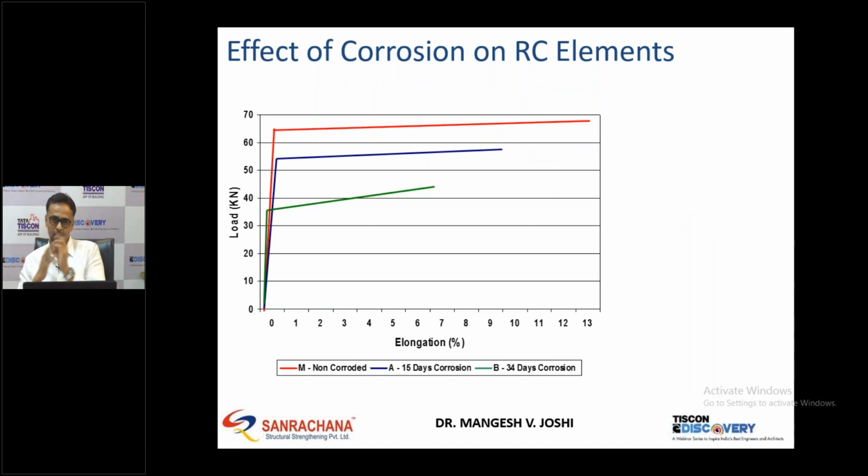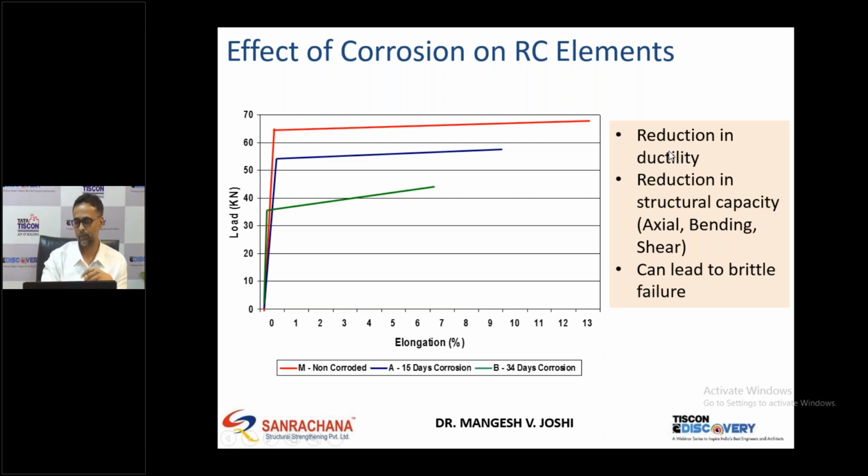Again, I tried to keep a small number of graphs, but still I could not resist putting in a few. In this particular graph, it is elongation versus load, for different rates of corrosion. This red one was a virgin steel, and you can see that as long as steel was not corroded, its stress-strain behavior was perfect. It shows this beautiful ductile behavior, so it can elongate a lot. But as it corrodes, it loses its elongation also, and its overall behavior reduces, and this will have consequences on its structural integrity also.